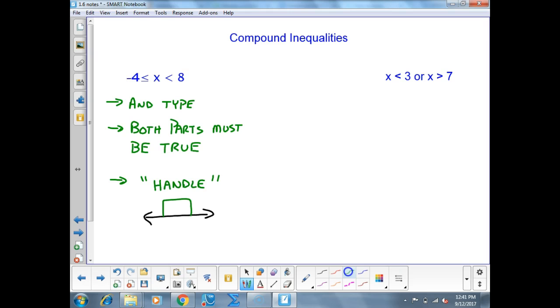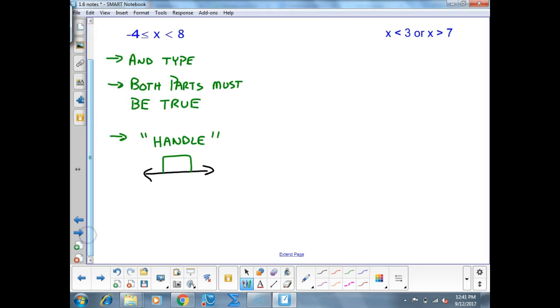So in this particular case, it would look like this: I would have -4 and +8, and this one would be a filled in dot, this one would be an open dot, and I'd have a handle that looked like that.